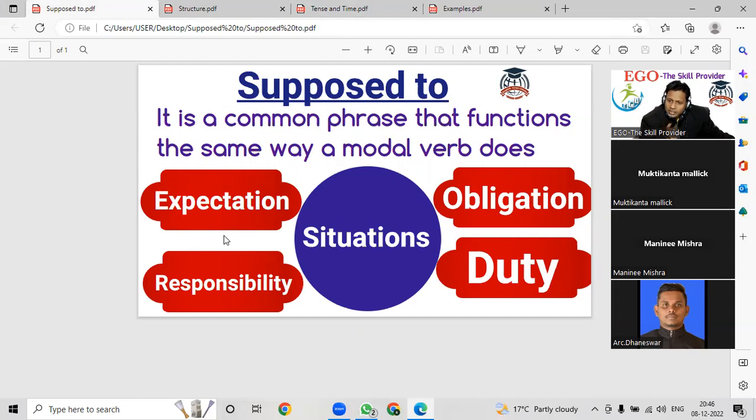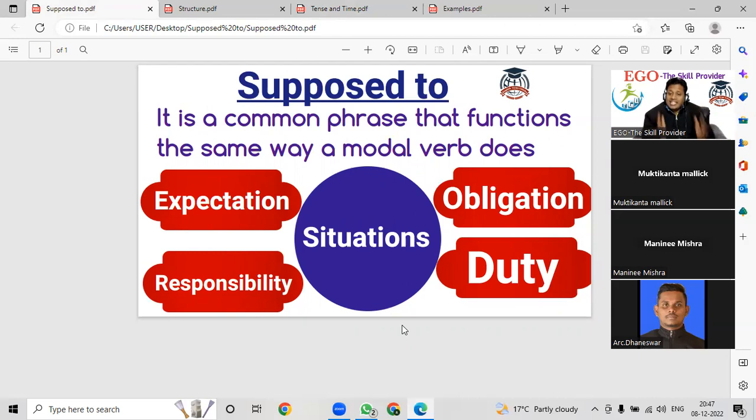Suppose I said that I'll give you some materials, it is my responsibility. So you will tell me, sir, you are supposed to provide me some materials but I have not received them so far. That is my responsibility, and you are trying to remind me. Okay, suppose I am the manager of a company and I have instructed everybody to be present at 9 a.m. tomorrow. How am I going to express that? You are supposed to be present at the office by 9 o'clock. So this is your obligation, or you can call it duty.